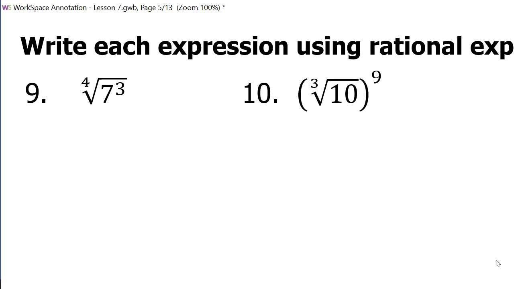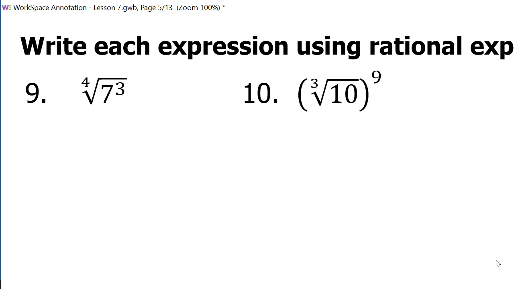Now, go ahead and copy down this next set of instructions so you know how to do it on the assignment. And this is the last lengthy set of instructions. So it says, write each expression using rational exponents. Then problem number 9, we have the 4th root.